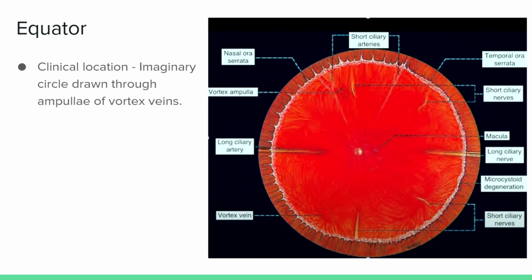Now the equator: its clinical location can be drawn from an imaginary circle drawn through the ampulla of the vortex veins. Every eye has 5 to 6 vortex veins. Through the ampulla of the vortex veins, we can draw an imaginary circle from which we can get the equator.